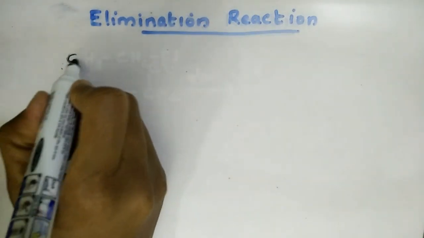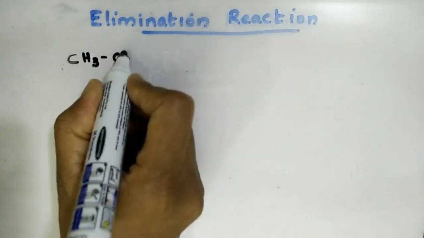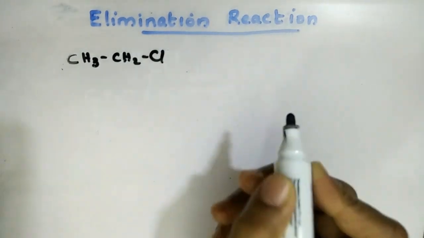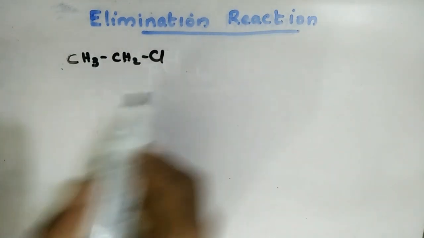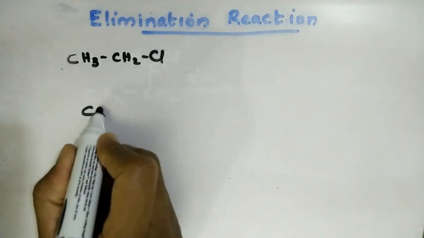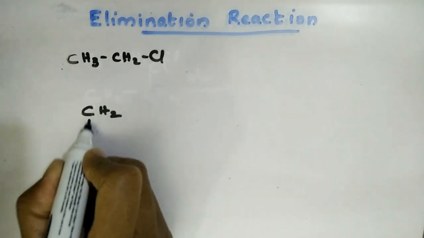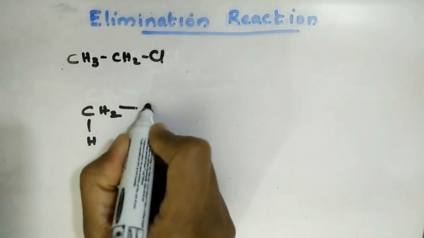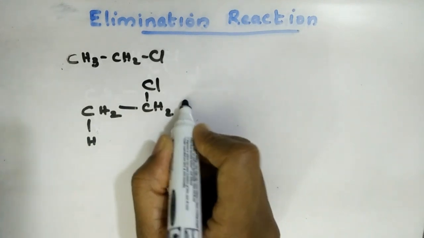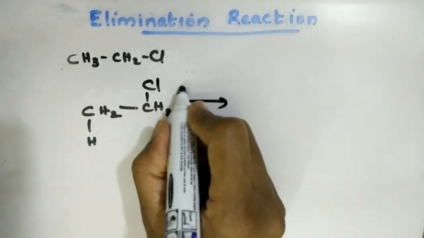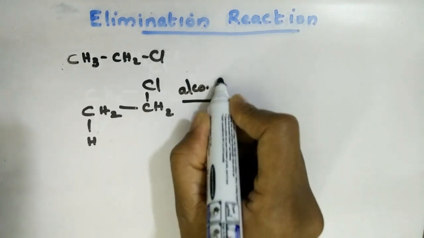We have an alkyl halide, CH3CH2Cl. I am writing this compound in another way as CH3CH2Cl. That is ethyl chloride, which is treated with alcoholic KOH.